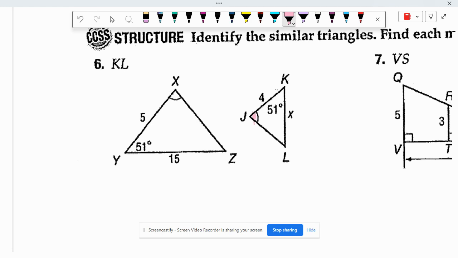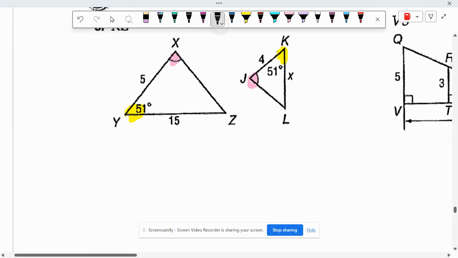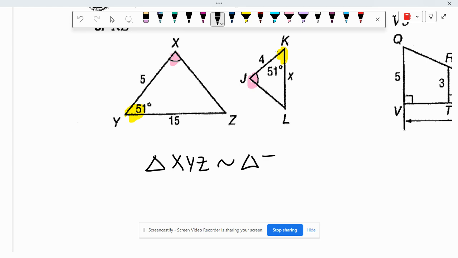So notice that angle J and angle X are similar to each other, but also angle K and angle Y are both 51. So what does that mean about Z and L? Yeah, they have to be equal to each other. So I'm going to start with X, Y, Z. So triangle X, Y, Z. So I started with the pink angle. Pink, yellow, nothing is similar to, I'm going to do that the same on the next one. Pink, yellow, nothing. Triangle J.